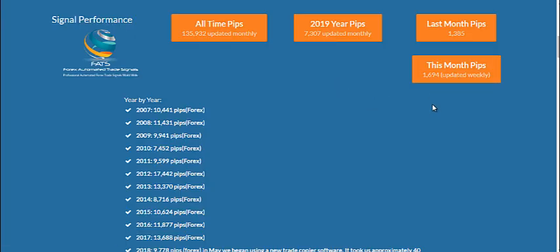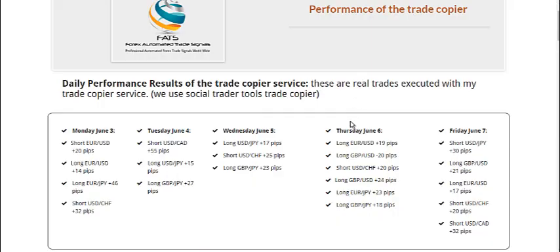Right now, for the month, and this is only June 22nd, I still have another week left to go for this month, I'm at 1,694 pips with this Trade Copier. That's a lot. If you multiply that by approximately $10 per pip, which would be a standard lot, you're looking at about $16,000, $15,000, maybe a little bit more, depending on which currency pairs I'm trading. So that's a lot of money, and that's what I want you to achieve.